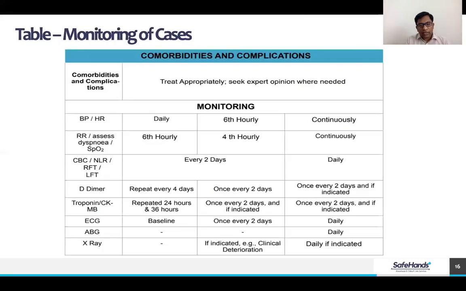Baseline ECG should be taken in case of mild and moderate, whereas continuous ECG monitoring is required in case of severe patients. ABG is required only in case of severe patients, and on a daily basis for patients admitted in critical care. Chest X-ray is indicated in patients who are deteriorating, or in patients in critical care. Chest X-ray is not mainly to see the progress of the disease, but to see complications like pneumothorax.